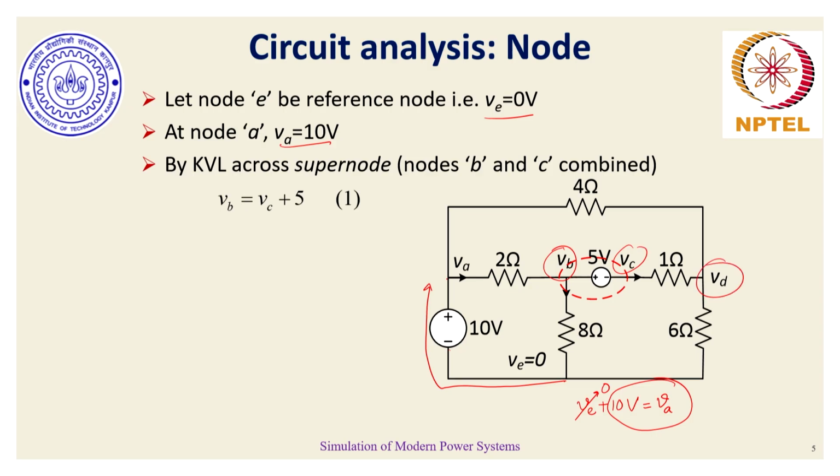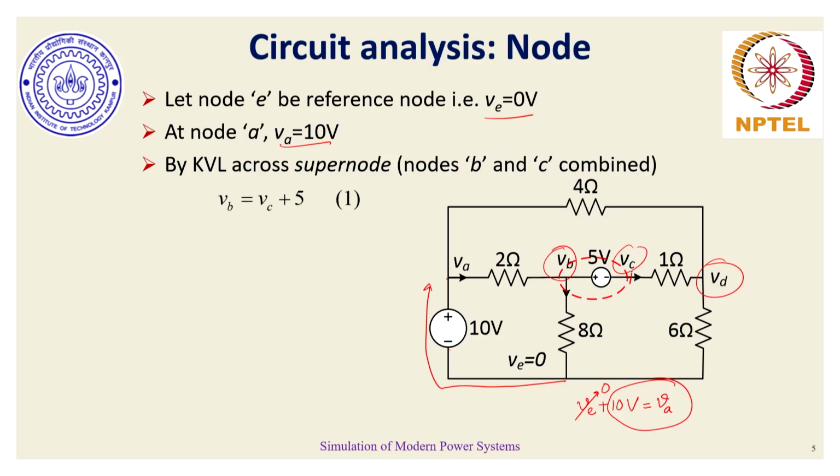Coincidentally, nodes B and C form a super node. So what is the definition of a super node? A super node is where we identify the 2 nodes across which a known voltage source is connected. If we know the potential of node C, and since 5 volt is connected between B and C, automatically the voltage of node B gets defined. So we don't need 2 different equations, 2 different analyses, for finding separate values of B and C. Since they form a super node, their potentials are predefined relative to each other, and hence we call B and C a super node.